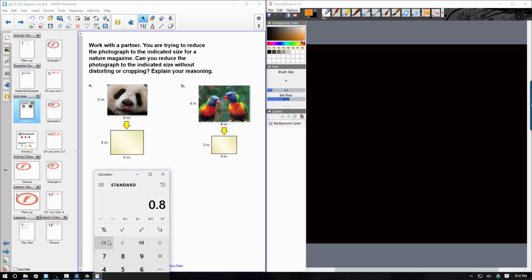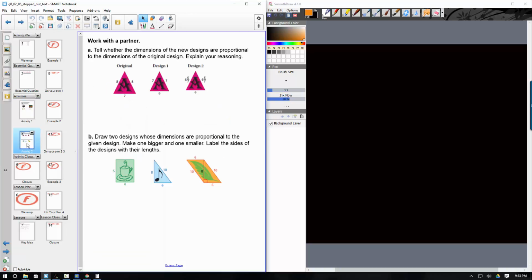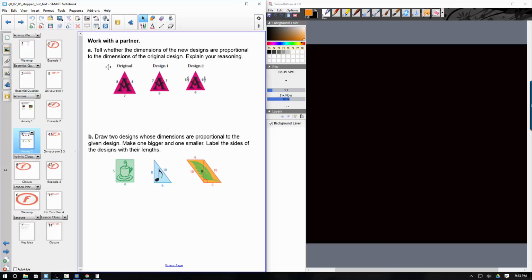If I look at this one here, and I do 6 divided by 8, I get 0.75. And if I take 3 divided by 4, I also get 0.75. And my sides that correspond here are the shorter side, corresponds to this shorter side. And the scale factor is 1/2. I could take 1/2 of 6 and get 3, and 1/2 of 8 and get 4. I now have to look and see if these are proportional.